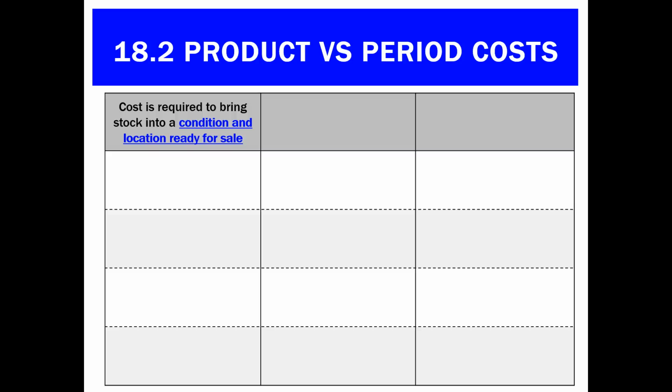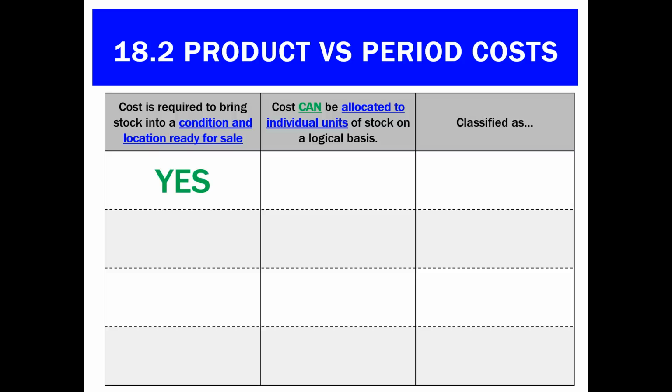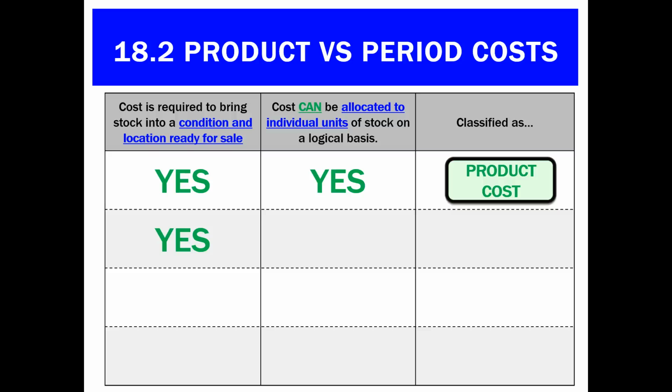So let's analyze every cost as to whether it's required to bring stock into a condition and location ready for sale. Let's look at whether we can allocate it to each individual unit of stock, and then we'll classify it. So let's say we've got a cost that is required to get stock ready for sale. It can be allocated, so that's what we're going to call a product cost. Let's say we've got a cost that is required to get stock ready for sale, but we can't allocate it to each unit. That's going to be a period cost.